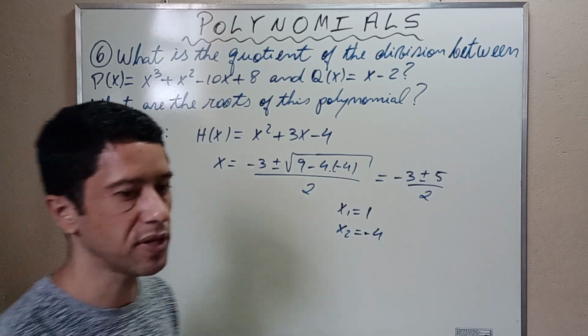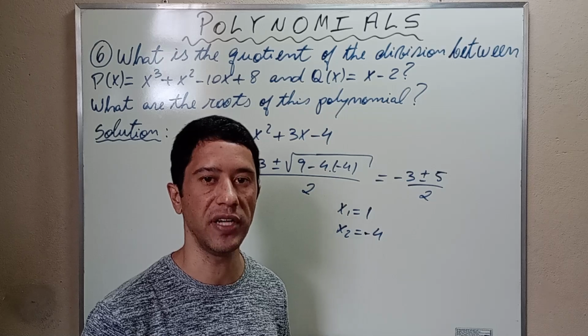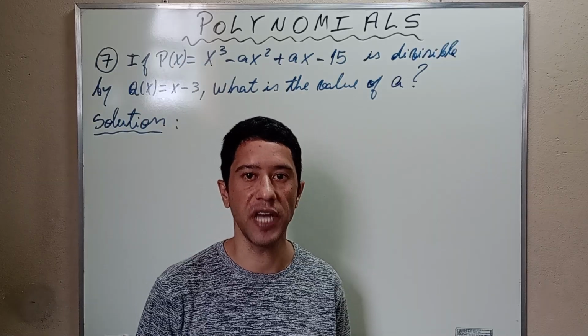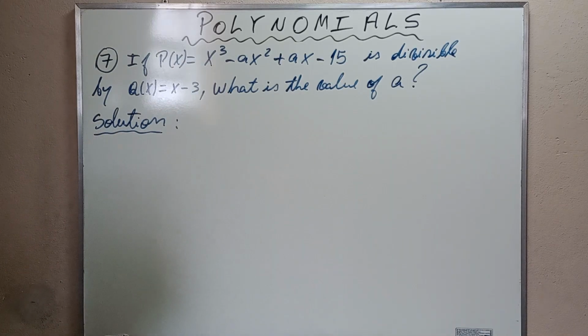Let's go to the next. Let's go to question 7. Exercise number 7 now. If P of x is divisible by Q of x, what is the value of A? Okay, my friends, this is the exercise. Let's go to the solution.